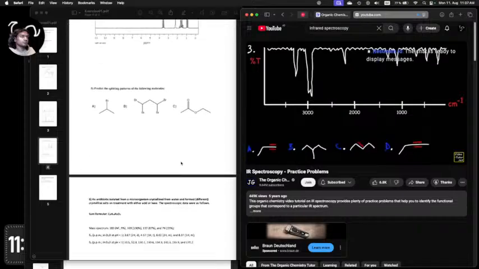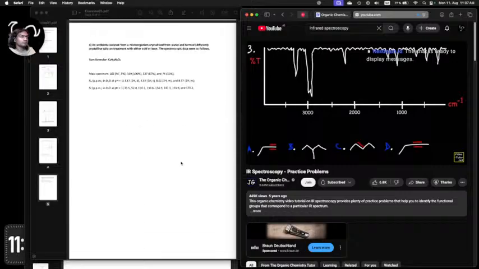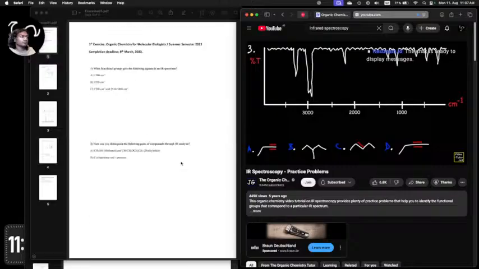Now let's move on to number 3. Identify the molecule that corresponds to this IR spectrum. So what do we see here? Looking at our answer choices, we have either an alkane, an alkene, or an alkyne. And we have two different types of alkynes. We have a terminal alkyne, where the triple bond is at the end of the molecule, and we have an internal alkyne.